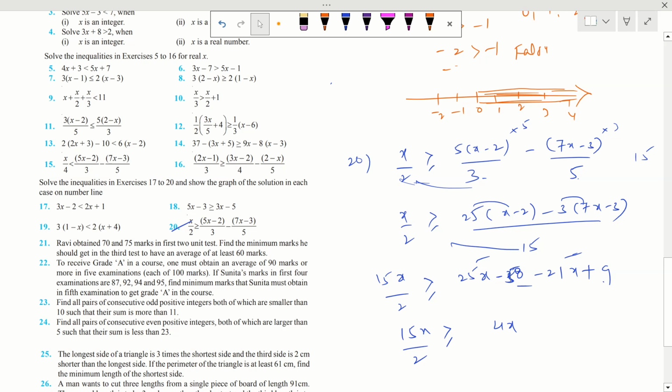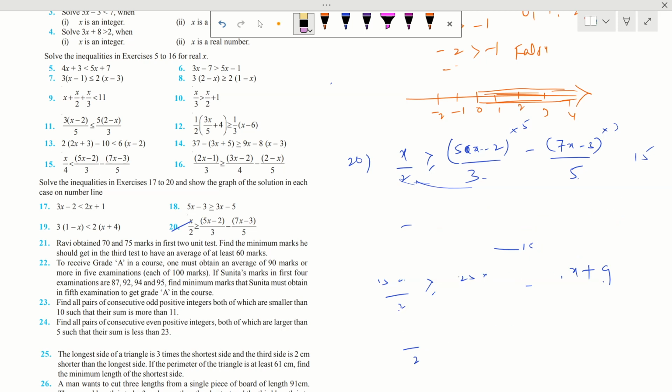Sorry, I have written something wrong. Here, 5x minus 2, this is inside the bracket. I have made a small mistake. Okay, I will just rewrite this one, the 20th problem. A small mistake I have written here.